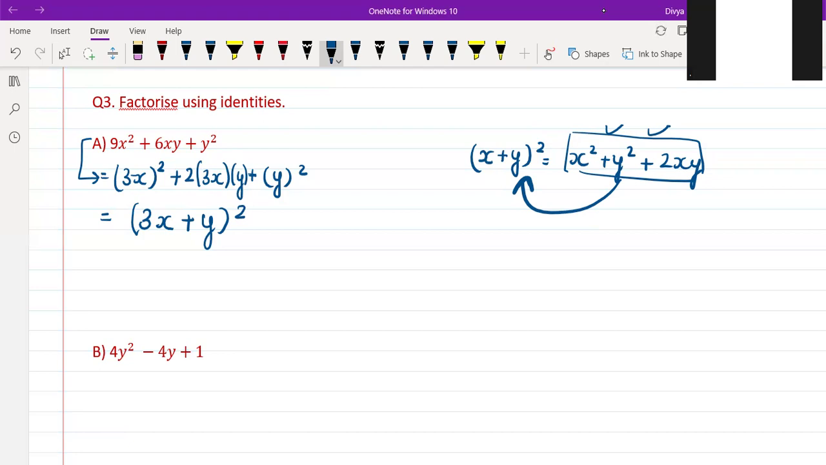So I hope the question is clear. We just have to look for the identity. We have to make our question in such a way so that it can be made into an identity. Now let's look for the second part.